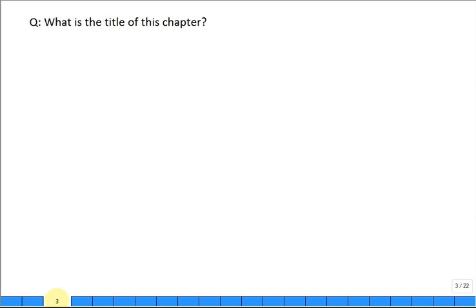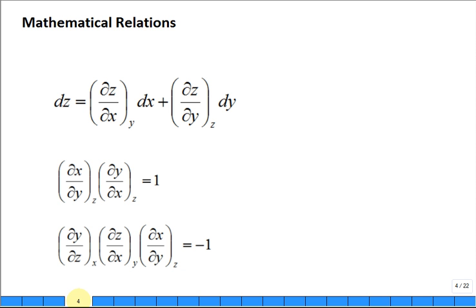What is the title of this chapter? Thermodynamic relations. What's the point? Relate some properties to other properties, especially those that are hard conceptually for you to figure out how to measure. You can measure some, infer the value of others. Mathematical relations. What's the similarity between the title of this section of that chapter and the whole chapter? Thermodynamic relations, mathematical relations. Mathematical relations are the backbone on which we derive those expressions, those relationships.